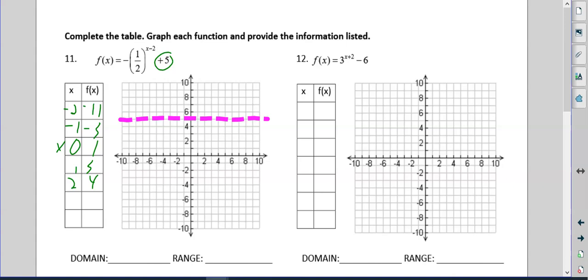-2, -11, just slightly off. -1, -3, 0, +1, 1, 3, and 2, 4. So that tells me it's going to come up like this and then right along the fence.